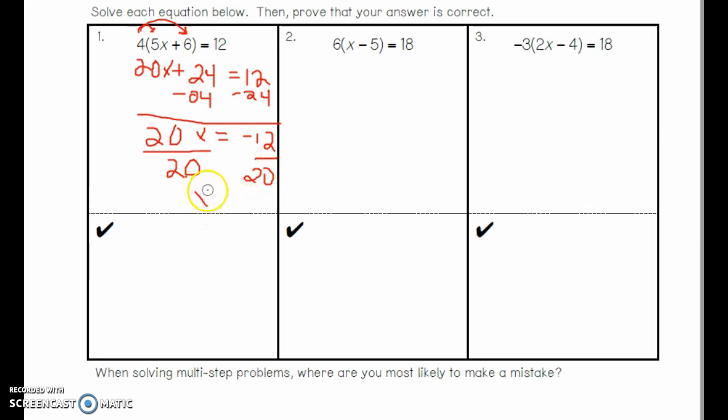So that means x equals, now I think I can simplify the 12 and the 20 by dividing each of those by 2. Actually, I could divide by more than that, I could divide by 4. So I should get -3/5. And of course we have to check. So the first thing we do is rewrite the original equation.